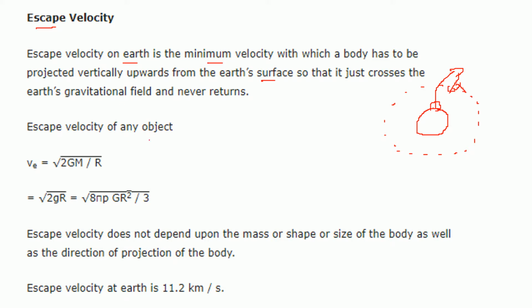So this escape velocity of any object is given by V sub E equals under root 2GM by R. This is under root 2gR, which can be expressed in this expression also. So the escape velocity doesn't depend on the mass or shape or size, as you see in the expression. Nor is the direction of projection of the body important. So escape velocity at Earth is 11.2 km per second.